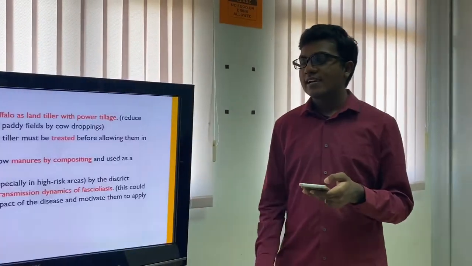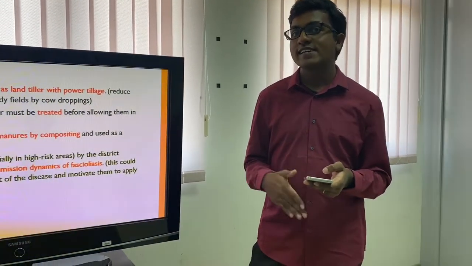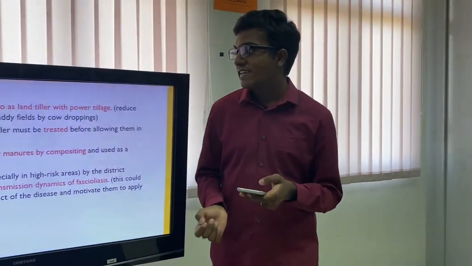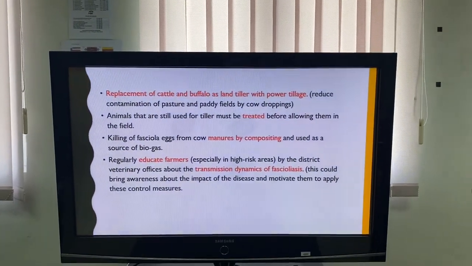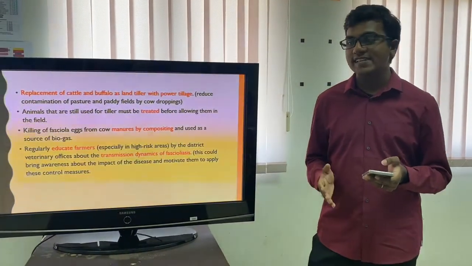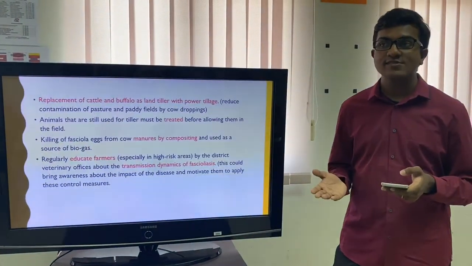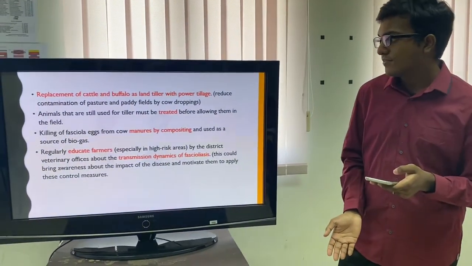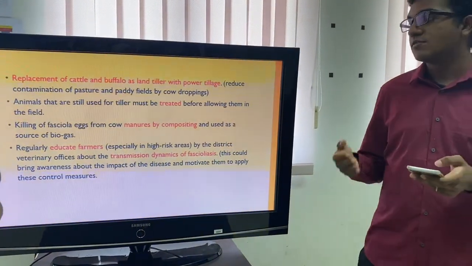And in Bangladesh, the first step they took was to replace livestock in agriculture with artificial technology. And we can see that they have replaced cattle and buffalo as land tillers with power tillage. What this does is that this reduces the chances of contamination of fasciola eggs in agricultural lands, which actually reduces the chances of fasciola spreading to humans through food sources. And they have also killed fasciola eggs in manure by composting them and using them as biogas.